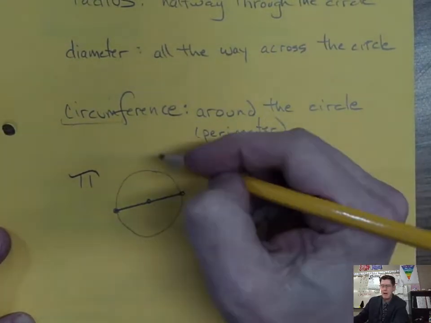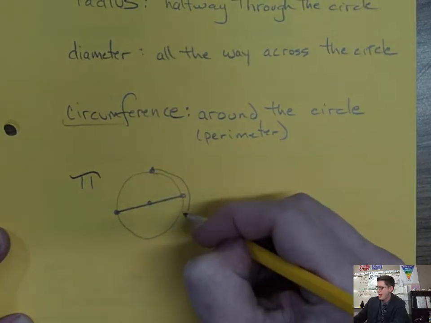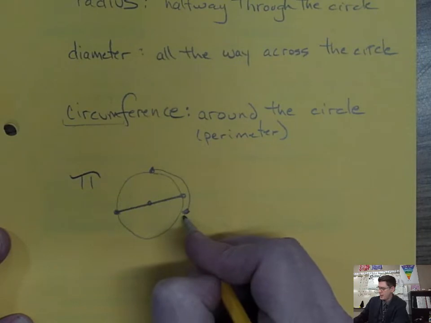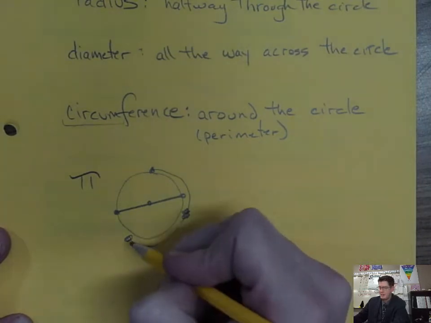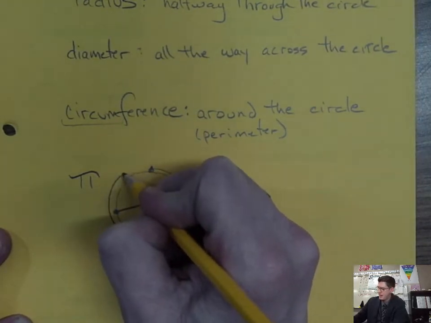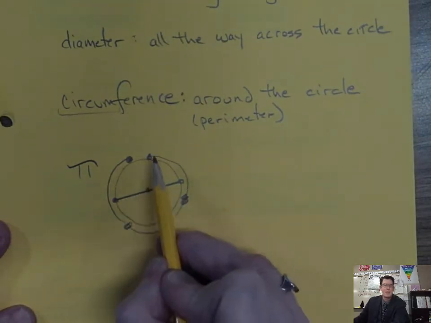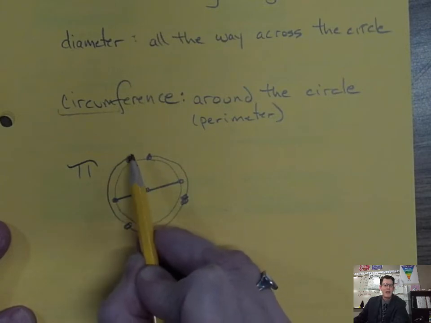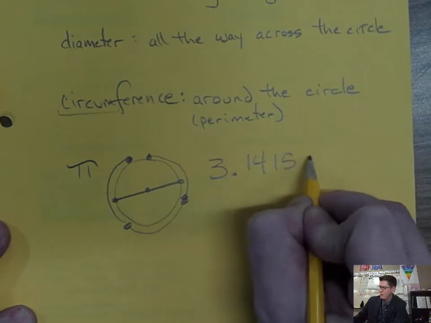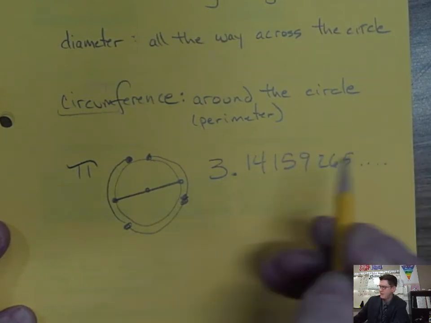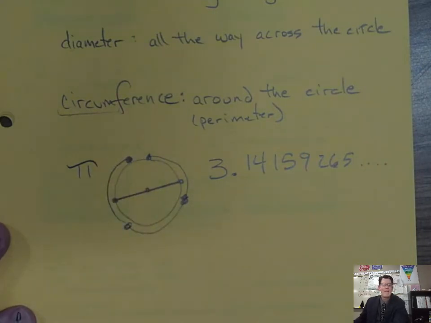If I took this diameter out and I placed it right here and I wrapped it around, and it goes to about there, and then I take another one and I wrap it around, it goes to about there. And then if I take this distance right here and I wrap it around, it almost makes it all the way around. It makes it around 3 times. Oh, and it's a little bit more. The amount of times it goes around is 3.1415926, and it just goes on forever. That's how many times the diameter will go around the circle. And that's what pi is.